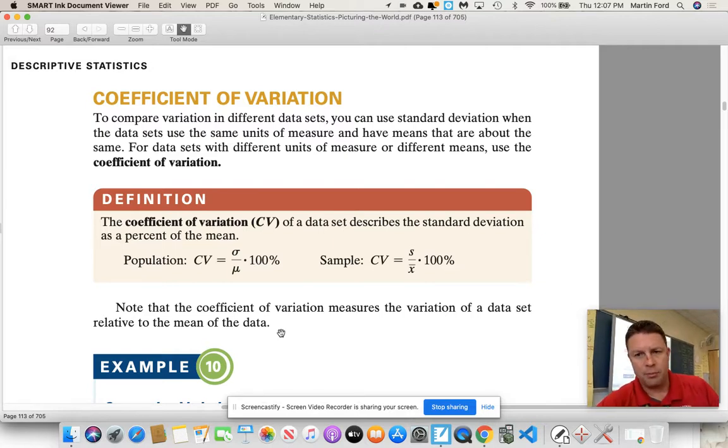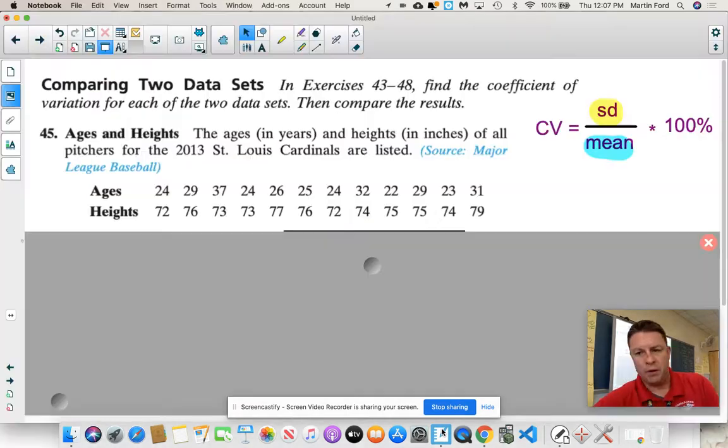Okay? So the example that we're going to do right now is an example from the textbook. It compares two data sets, and it's all the pitchers from the 2013 St. Louis Cardinals, the baseball team. We have 12 pitchers, and it's all the pitchers from this 2013 team. So we're talking about a population. When we look here, you can see all the ages, and you can see all the heights.